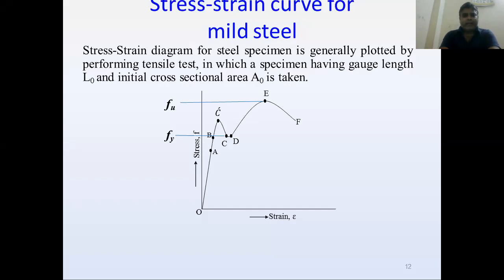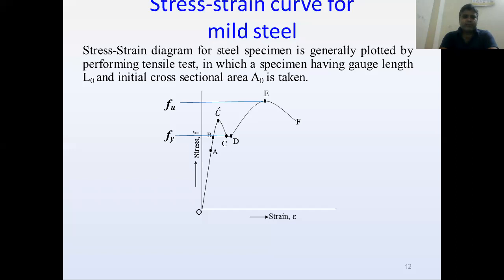The stress strain curve diagram for a mild steel specimen is generally plotted by performing a tensile test, in which a specimen has gauge length L naught and initial cross-sectional area A naught. This curve shows strain in the direction of X and stress in the direction of Y. Here various points will be discussed: point A, point B, point C dash, point C, point D, point E and point F.